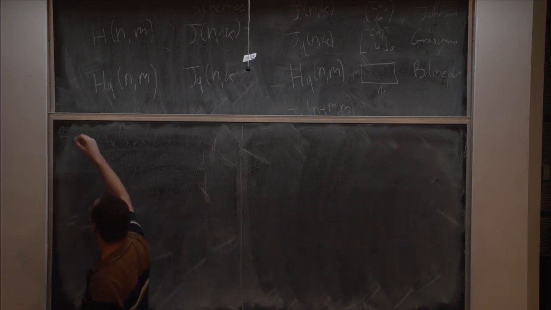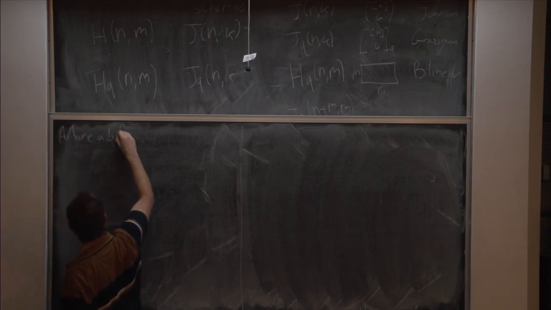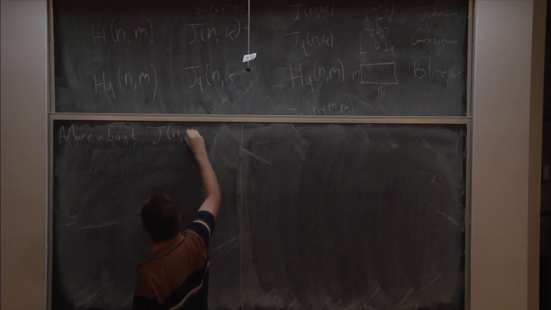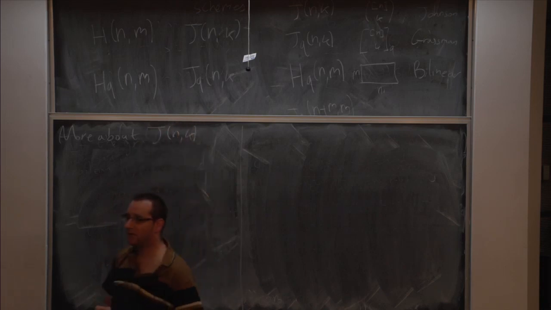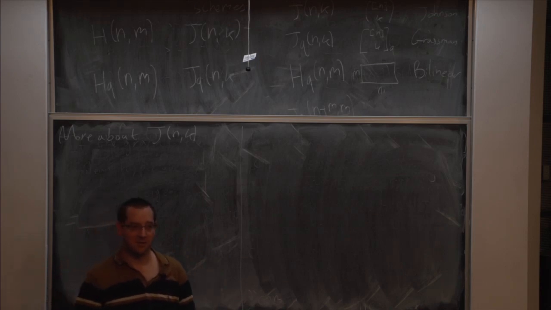Okay, so this will be more about the Johnson scheme J(n,k). This goes by the name Johnson scheme, but you can also call it the slice, because it's a slice of the Boolean cube. This is maybe the colloquial name.